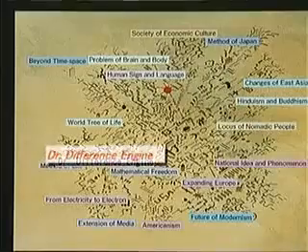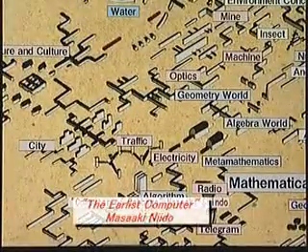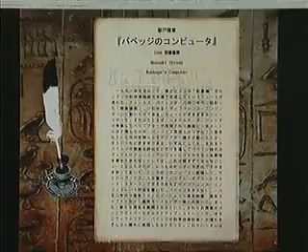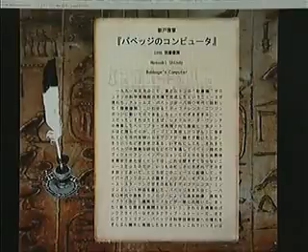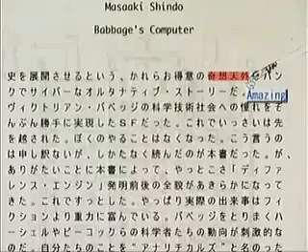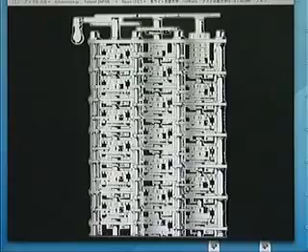The keywords doctor, difference, and engine are selected from the book Metropolis, and Matsuoka's portrayal of the earliest computer by Masaaki Shindo appears. Here, the phrases amazing and computer are highlighted in red.